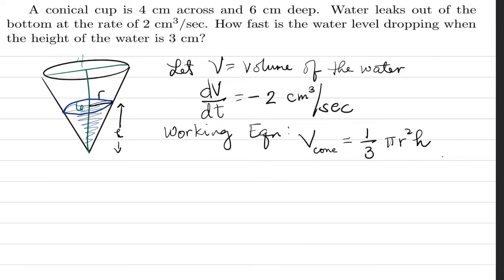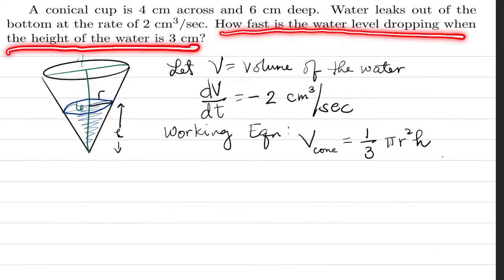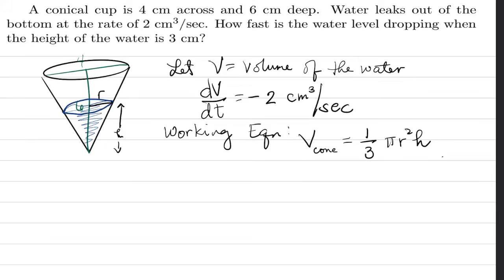Okay, so let's see what is being asked. How fast is the water level dropping when the height of the water is 3 centimeters? So mathematically, ano yung goal natin? How do we write that in terms of derivative? So ibig sabihin, gusto natin malaman gaano kabilis ito bumababa. So what is our goal? Our goal is, mathematically, how do you write that as derivative? That is the change in height. So that is h. So dh/dt. Evaluated when h is 3 centimeters.